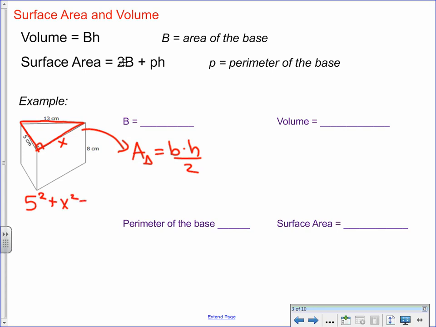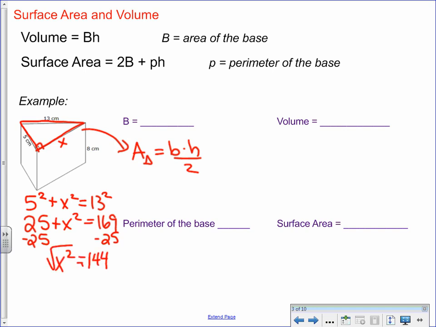Or some of you might know that this is a Pythagorean triple and have it memorized. Either way, let's go ahead and show this work so that we can get to the area of the triangle. And subtract 25. x squared equals 144. So x is 12, so that means that the height of the triangle is 12.